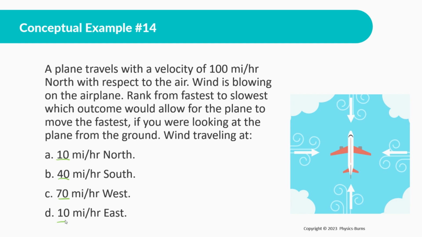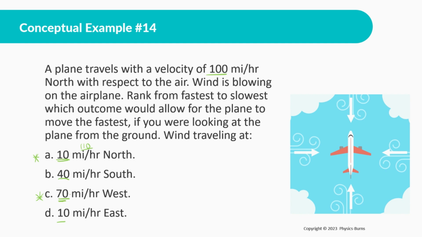Okay, so I want you to think about which one's going to be making this plane go the fastest from the perspective of the ground. And you really should be deciding between two things. The fastest one is either A or C. And you could do the math to figure out which one's going to be fastest. We should know that A is just going to be 110. That's pretty simple calculation. We have the 100 plus the 10, and we get 110.